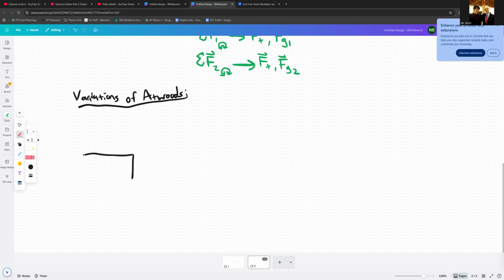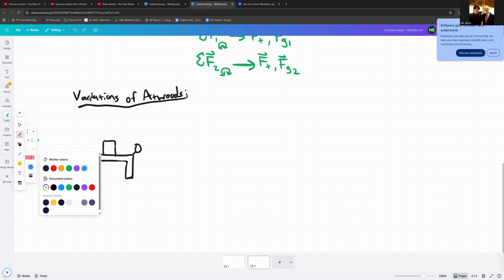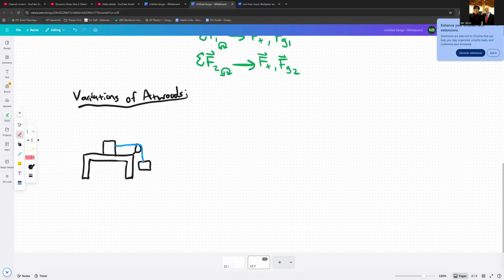So if you have a table like this, and you've got a pulley on the edge of it, and then you're going to have one block on the table with a string. Let me do my string in blue again, just so I can separate that out. String attached like this over the pulley, your other object hanging off the edge. Now this one's interesting because you could actually have a really small object here. It also could be really big. We don't really know, but you could have an object on the edge that's smaller than this.